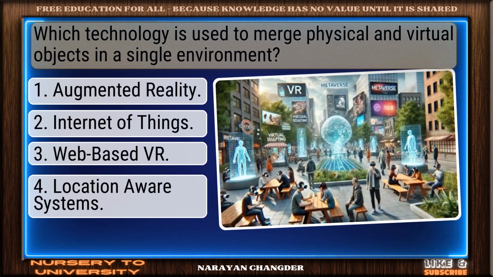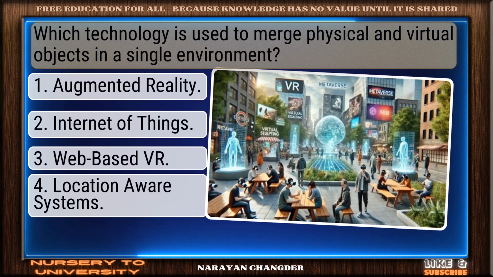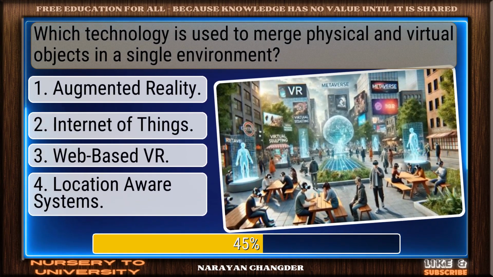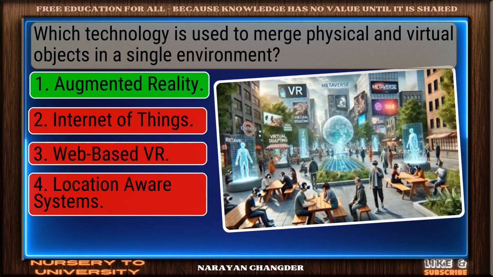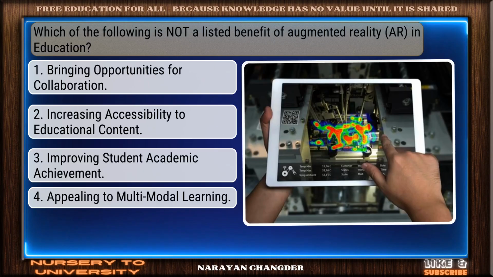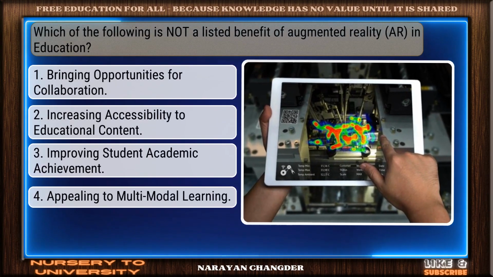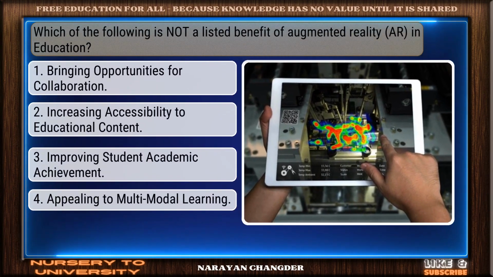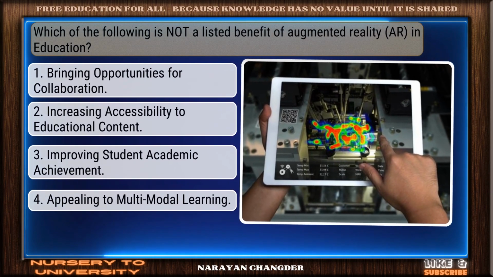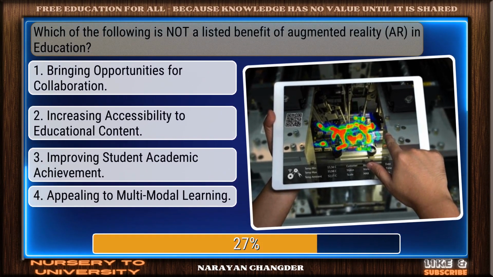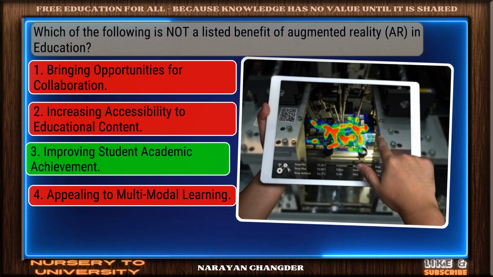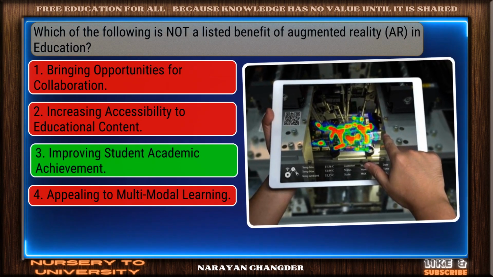Question number 9. Which technology is used to merge physical and virtual objects in a single environment? Sharp thinking. Augmented reality is the right choice. Question number 10. Which of the following is not a listed benefit of augmented reality in education? Correct. Improving student academic achievement is the right answer.